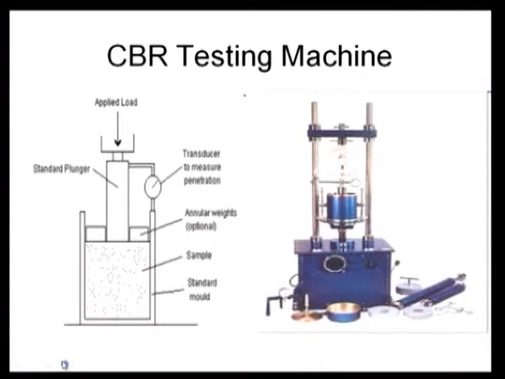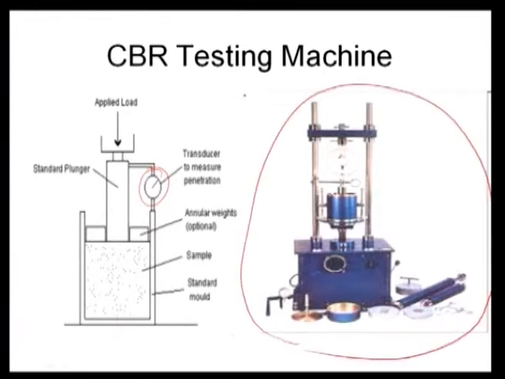If you look at the CBR testing machine, there is a standard plunger, then with this annular weight, sometimes optional, then your soil sample, then this is your standard mold. In a standard mold, soil sample has been taken. Then a standard plunger is there from where the load will be applied. Then here is your transducer, it will be connected to the applied load to measure the penetration. This is the pictorial view of your complete CBR testing machine.